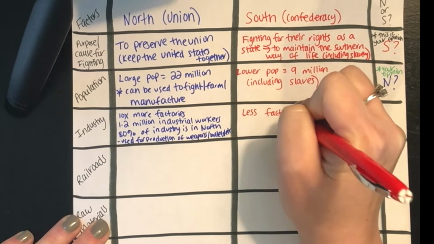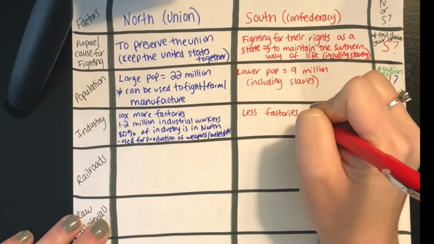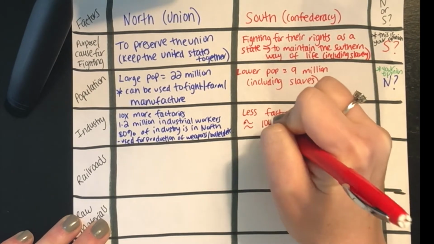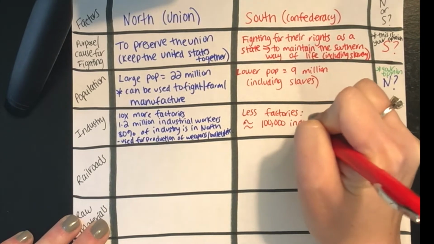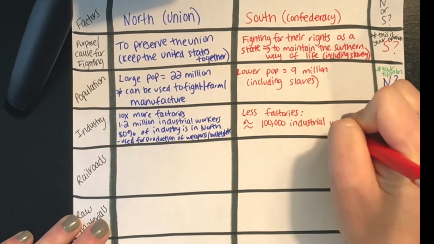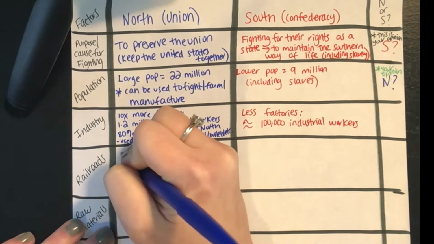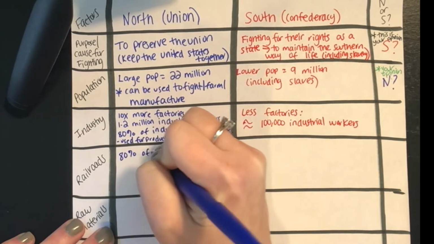The South, they have less factories. Remember, their economy is based on what? Plantation farming. Okay, that is what drives their economy. So they have less factories. They have about 100,000 industrial workers. So less being put to use for that production of supplies for the war.